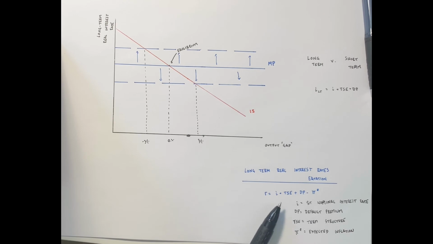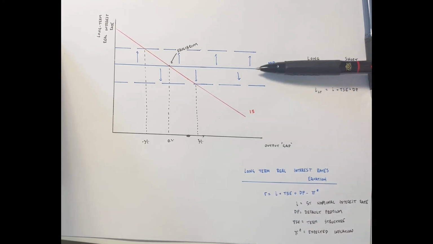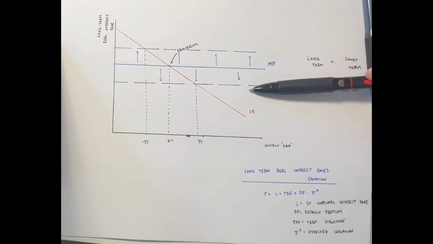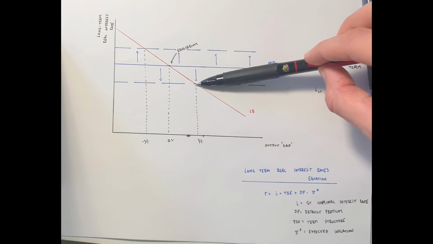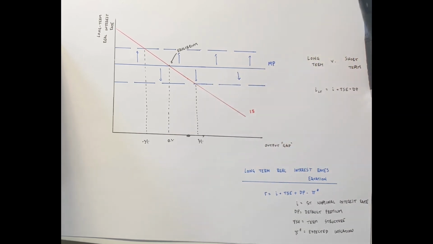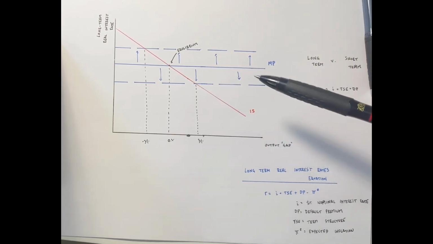On the other hand, if any of these things went down and this went up, then the curve would go down, and that would make the output gap larger because equilibrium would then be here for a 3% growth, and that would make the long-term real interest rate decrease.